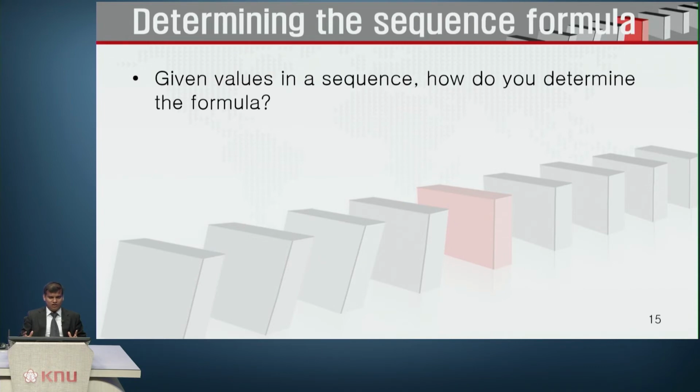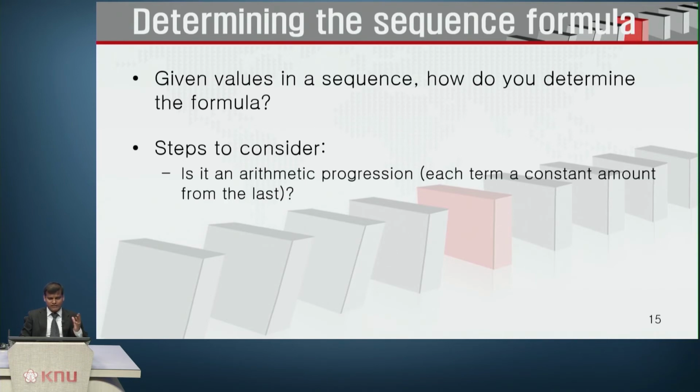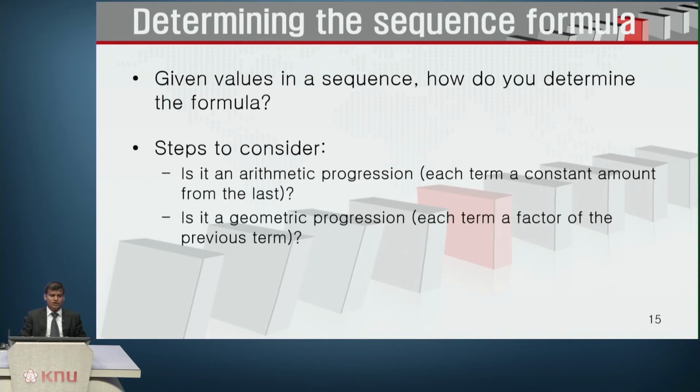Determining the sequence formula. So how do we determine a formula for any given sequence? For example, you are given values in a sequence. How do we determine the formula? Well, there are a few steps to consider. For example, is it an arithmetic progression? In other words, is a constant amount added to the last term that you have in hand? Or is it a geometric progression, where each term is a factor of the previous term? Or is there any other relationship that you can develop in forming a sequence?